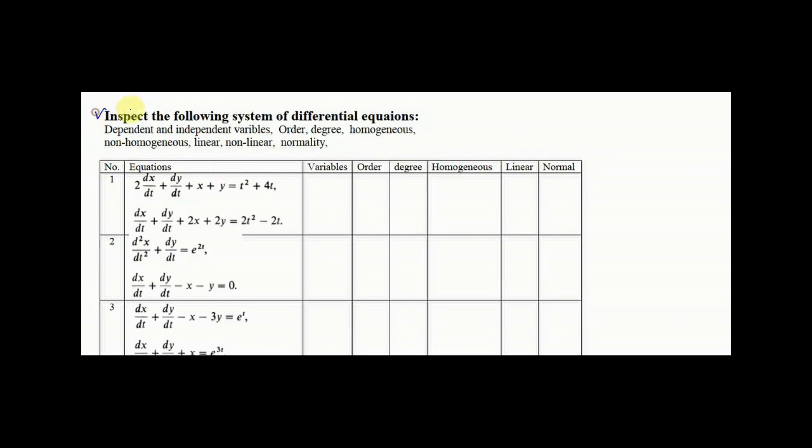Let us inspect the following systems of differential equations in terms of dependent and independent variables, order, degree, homogeneous, non-homogeneous, linear, non-linear, and normality. Number 1: this is a system of differential equations having two unknowns. The order is 1, degree is 1, it is non-homogeneous, it is linear, and no, it is not normal.